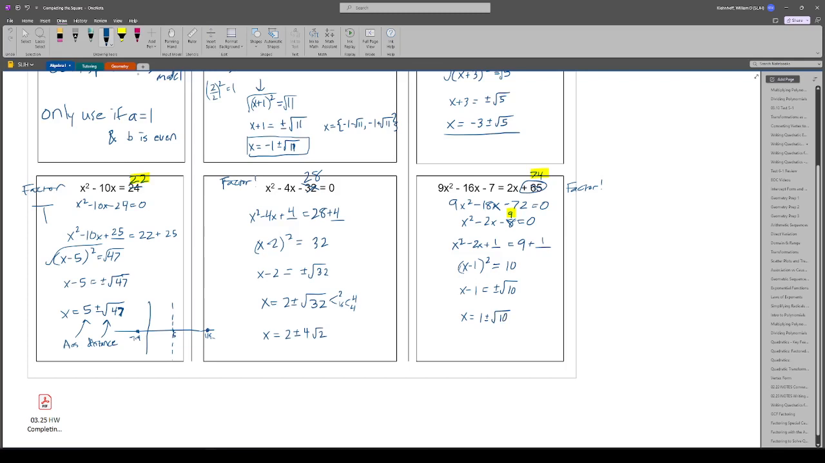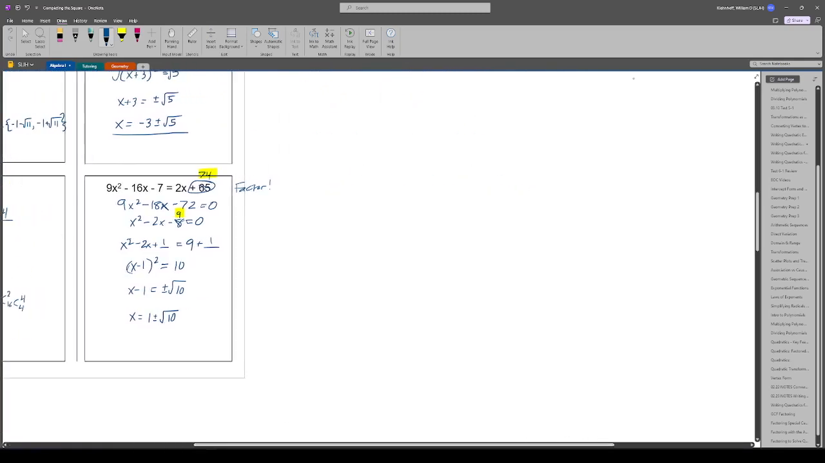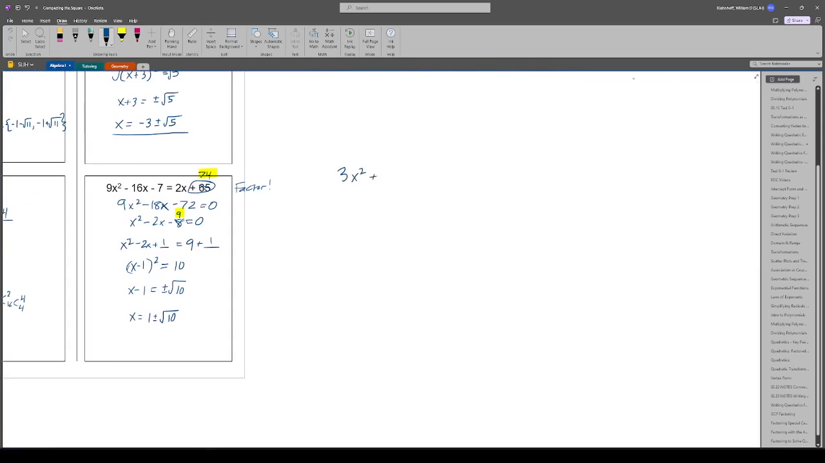So that's some examples of how we can use this method. I said I would do one at the end where it wasn't pretty, just to show you what it looks like. So let's do that, and then we'll wrap up. So let's say we had 3x squared plus 5x minus 12. Oh, yeah, minus 12 equals 0. And we want to solve this by completing the square.